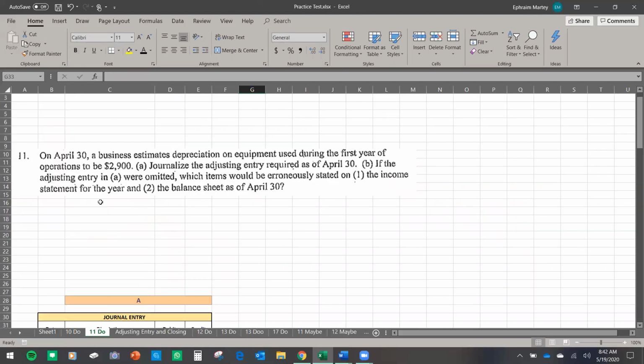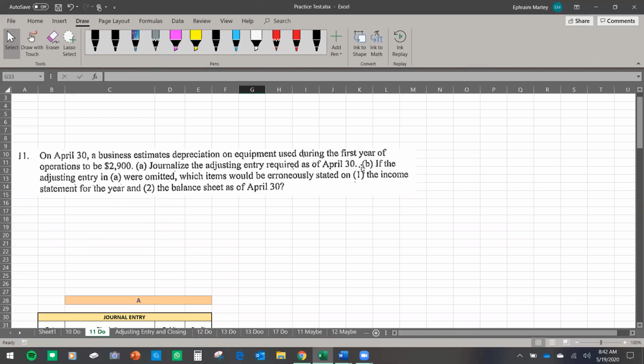It says 11. It says on April, we have a business in its first year. We have here the business estimate depreciation. So we are dealing with depreciation. We know depreciation is an expense, so it's a depreciation expense on equipment. It gives you the specific equipment. You need this so that you will know which account the accumulated depreciation goes against.